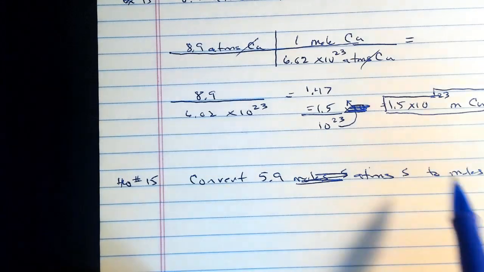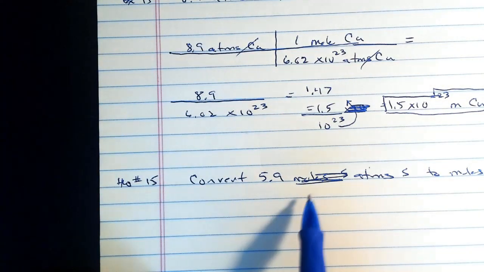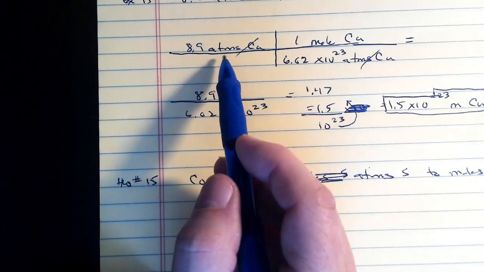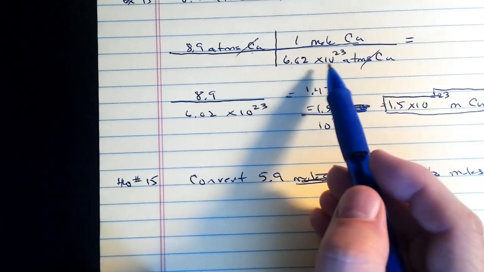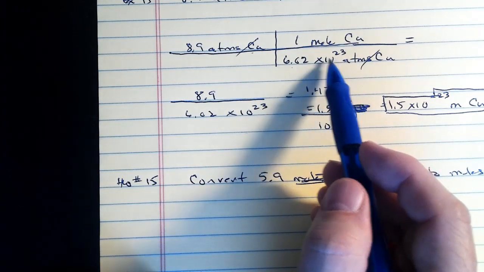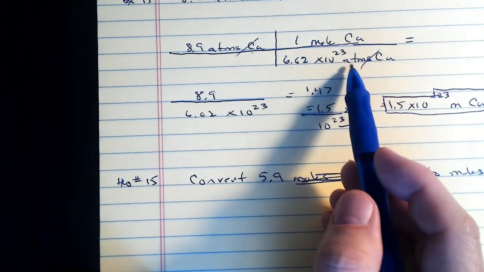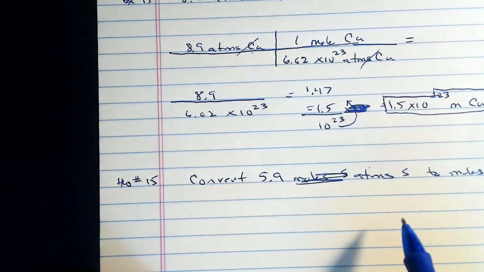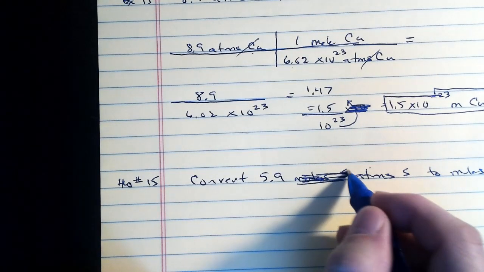We'll start the exact same way as we did in this first problem. So you'll be putting your 5.9 atoms of sulfur up here just like this. And then you put Avogadro's number on the bottom because you're starting with atoms of sulfur. So you'll have this many atoms of sulfur in 1 mole of sulfur. Then you put that in there and you do the math and you'll have your answer.